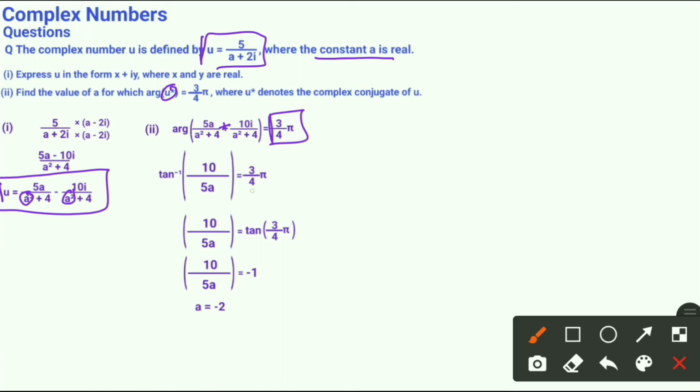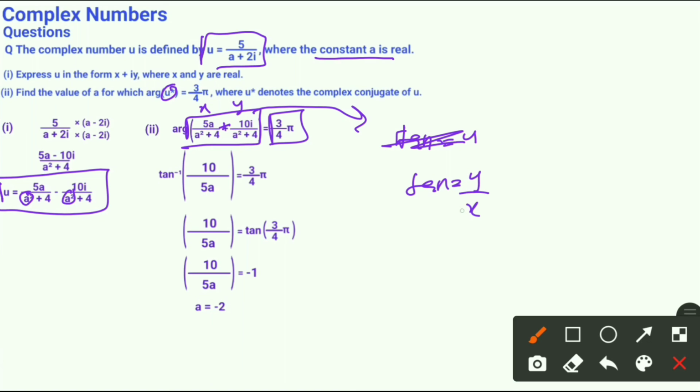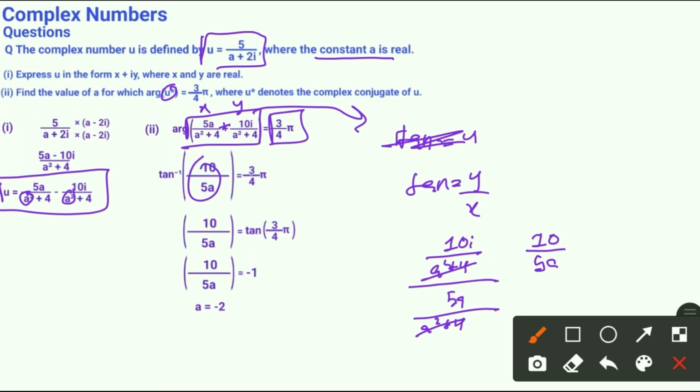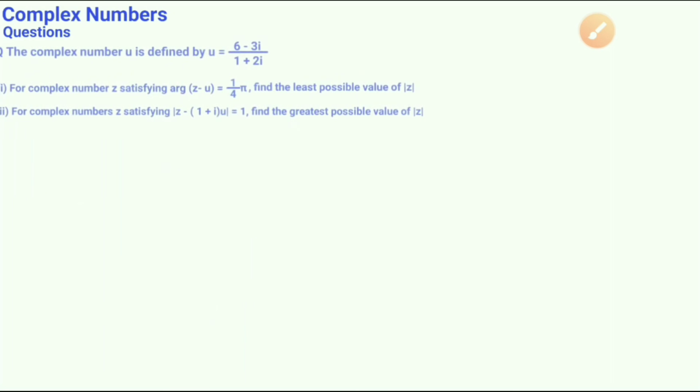So what would be the conjugate of this? The conjugate of this would be positive, and this is x, this is y, so tan is equal to y upon x. So it's going to be 10 iota upon a squared plus 4 over 5a upon a squared plus 4. Cancel, you get 10 upon 5a. So you get 10 upon 5a is equal to 3 upon 4. And so this is how it is.